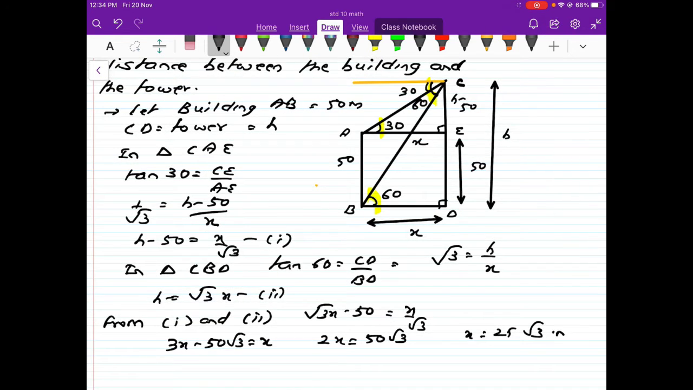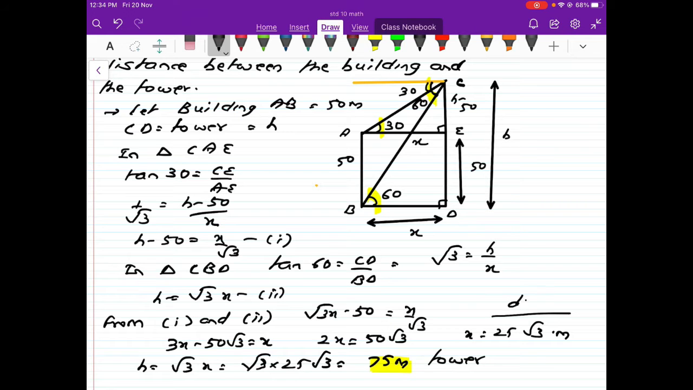This is the distance. Now if you want to find the height, height is given as root 3 x. So it is root 3 into the value of x, which is 25 root 3. So root 3 into root 3 is 3, and 3 into 25 is 75 meters. So this 75 meters is the height of the tower, and the distance between them is this. So this is how we do such sums.